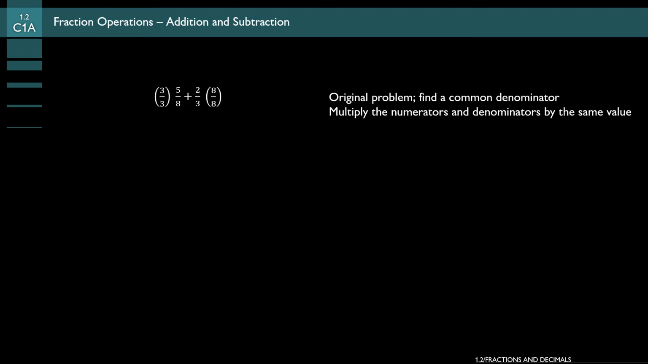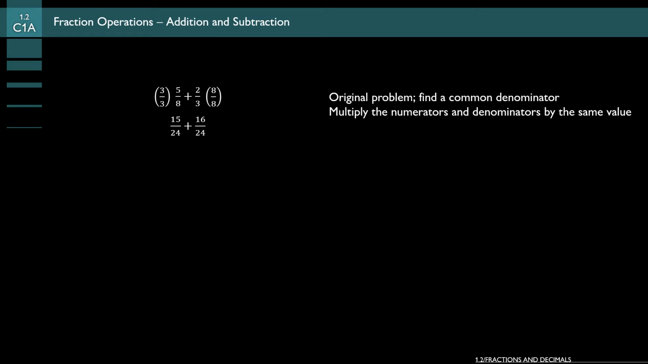Now notice that 3 over 3 reduces to 1, and this is important because you have to multiply the numerator and the denominator by the exact same thing to maintain the relationship of 5 and 8. If you multiply the 5 by 1 and the 8 by 3, you're not going to come out with the correct solution. You're going to do the same thing with the second fraction, except this time we're going to multiply by 8 over 8. So when we multiplied the first and second fractions, we end up with 15 over 24 plus 16 over 24.